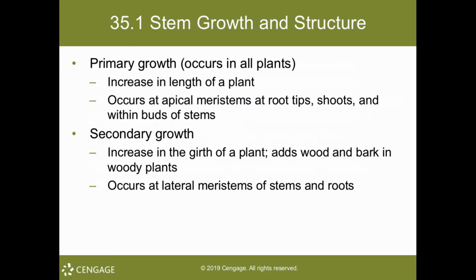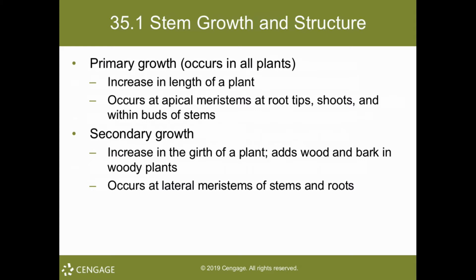Just have a bit of review. Primary growth increases length at apical meristems by way of the root and shoot systems. Secondary growth increases girth at lateral meristems by way of, of course, those stems and roots. All plants, I repeat, all plants have primary growth, and some have both primary and secondary growth. So primary growth alone would be in herbaceous plants, whereas primary and secondary growth are found in woody plants. Please keep this in mind.